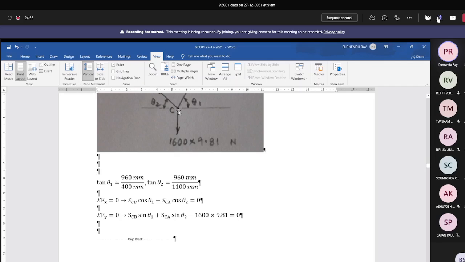Sir, can we use Lami's theorem here? For 3 forces? Yes, sir. Lami's theorem is for equilibrium.